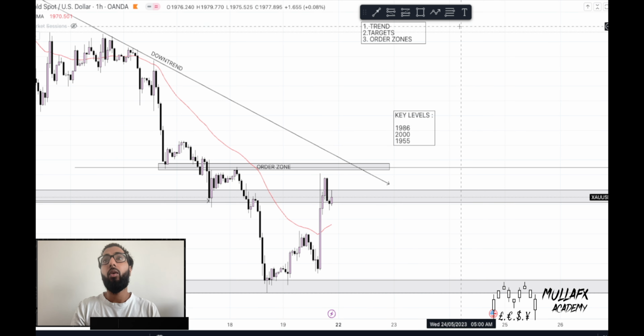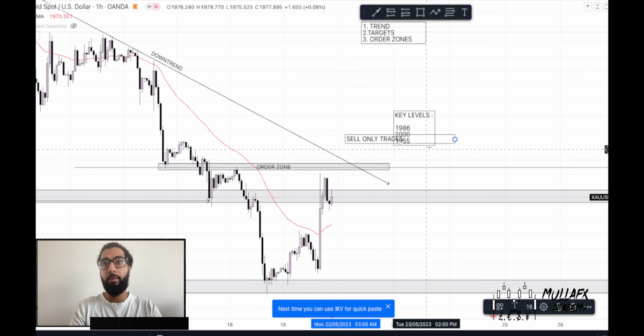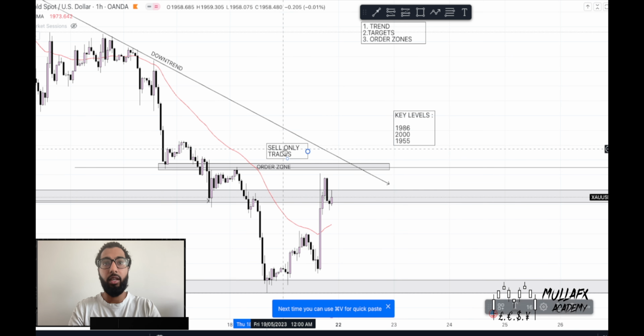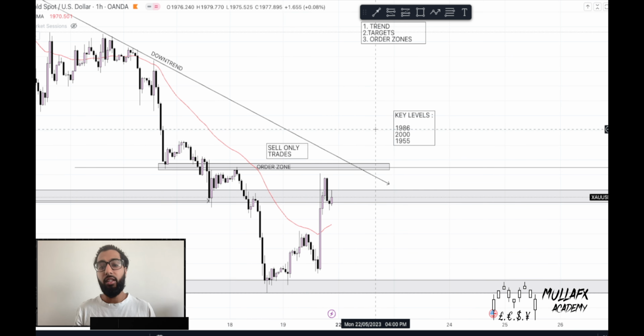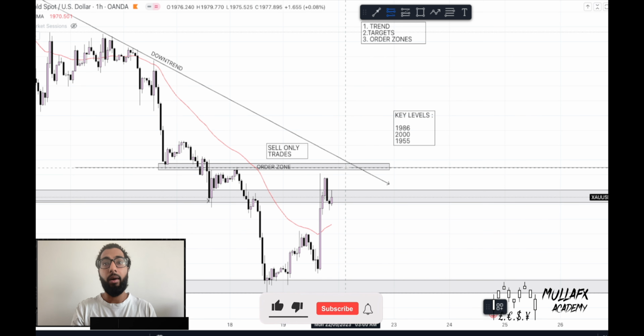Again, what are we looking for? Sell only trades. Okay, that's all I'm looking for, guys. Okay, I'm looking for a sell only trade unless the market breaks structure. Okay, the market breaks structure, then I'm definitely going to buy. But at the moment right now, we're looking for sells. I'm looking for a sell around this order zone.